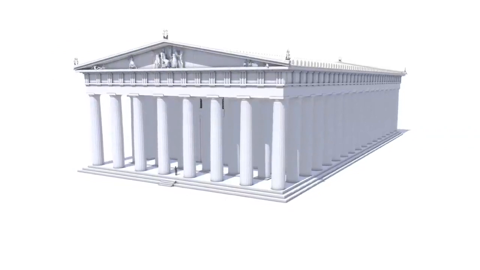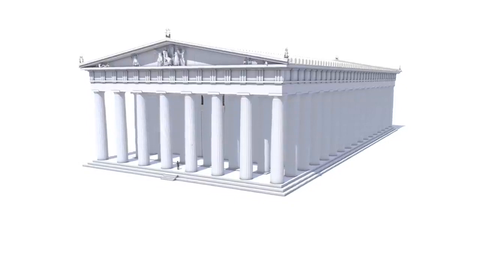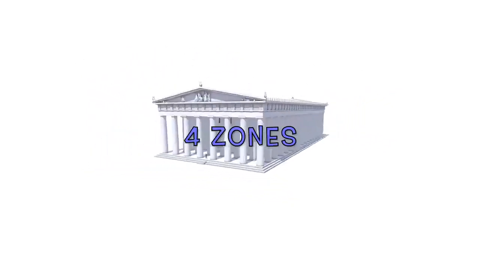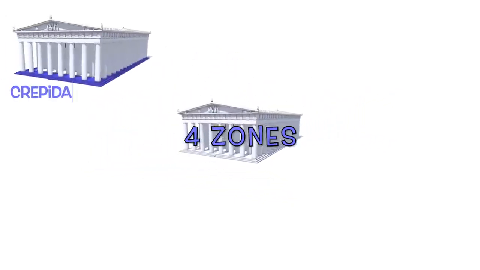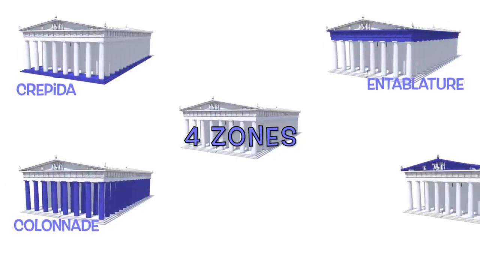To better understand and identify the architectural features of the Parthenon, I will divide the building into 4 zones. The first zone is the crepidoma, the second the colonnade, the third the entablature, and the fourth the roof.